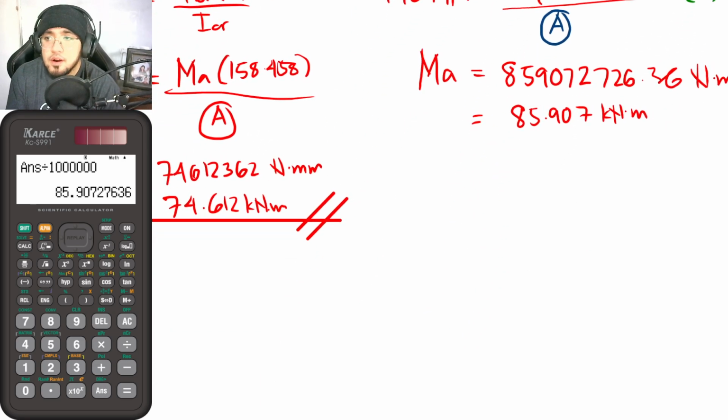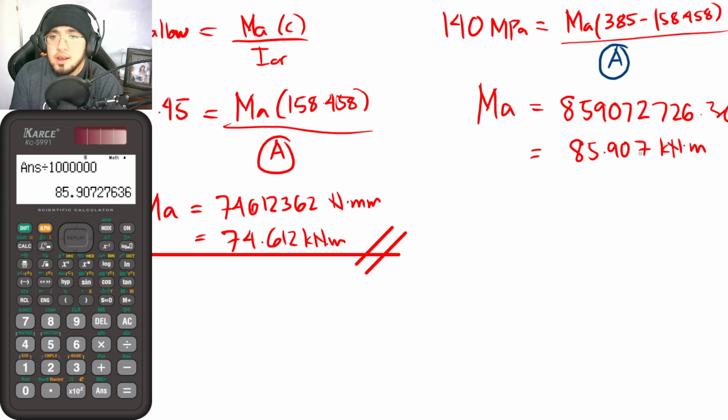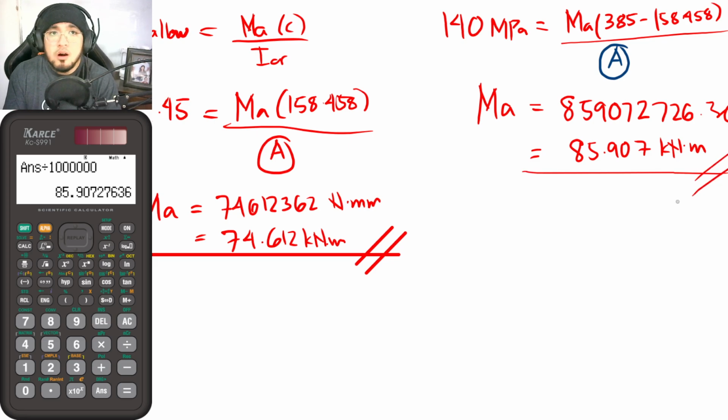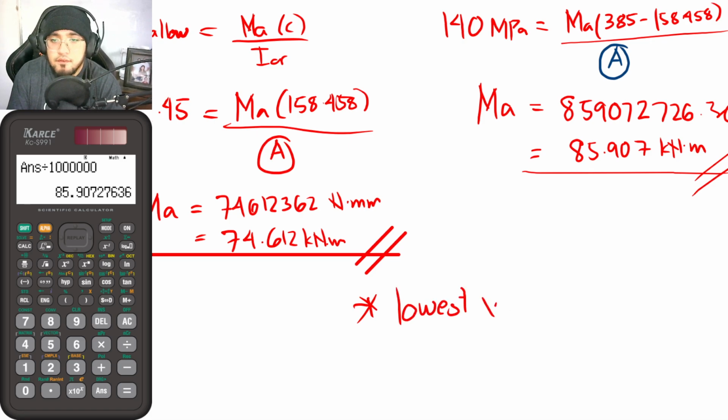Okay, so we have two answers here. Which one would govern? Okay, so we have this particular value and we also have this particular value. So once again, which one would govern? Is it the lower value or the larger value? So to make it short, this one would govern, which is the lowest value. So the lowest value would govern.